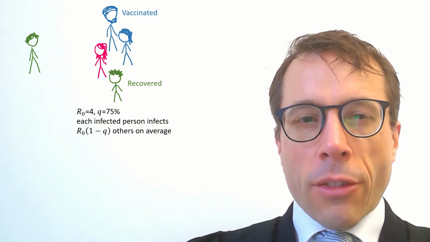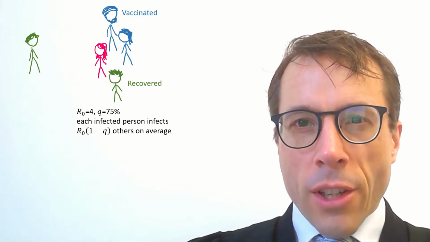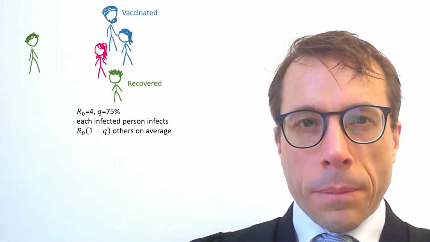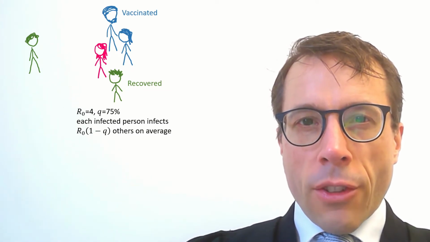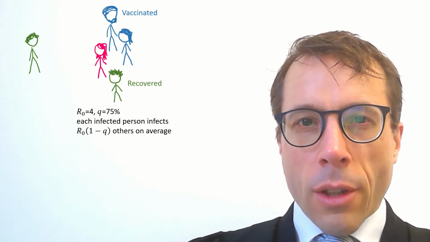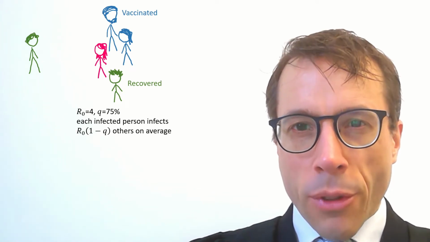Okay, this is the basic calculation behind herd immunity. It says that for our disease to stop spreading, we need this value, R times 1 minus Q, to be less than 1. But this leaves some questions unanswered, like, if this disease is going to be endemic, then what sort of prevalence might we expect? The simple herd immunity calculation doesn't have anything to say about total numbers infected.